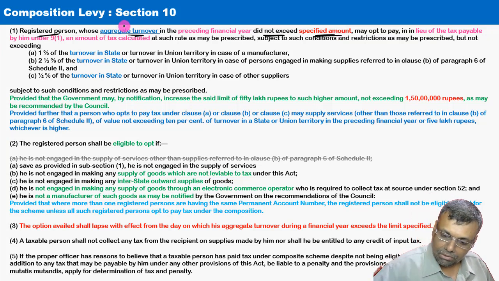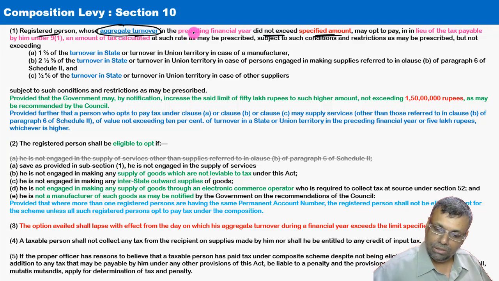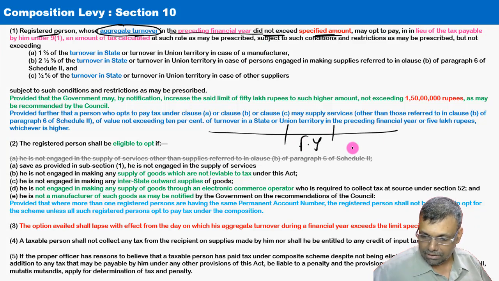Okay. Now here one of the main points is, what is your aggregate turnover? This aggregate turnover, friends, is defined under the law, and you have to follow that aggregate turnover definition. I will tell you that definition later. It is in the preceding financial year. Keep that in mind very, very precisely. Now see in the time sequence, when time is going, say for example this is your financial year, this is the next year, and this is your year. Okay.